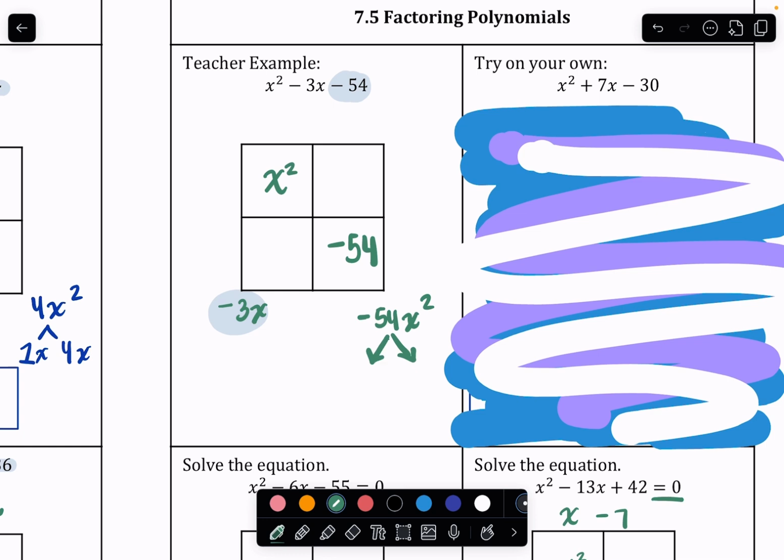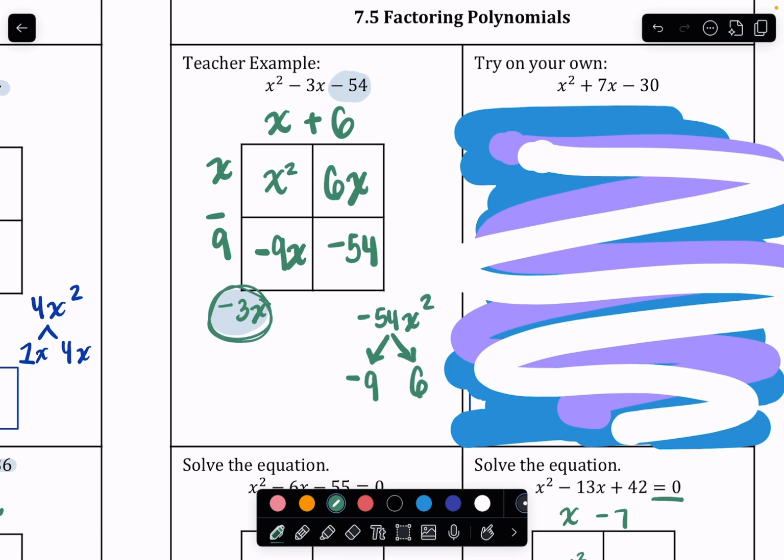So when looking at this, because my middle term is negative, that means the bigger of the two numbers must be negative. I know that was a mouthful. There's a lot of words that I just said. But I want you to think of what we're going after. If I were to take 6x and add it to negative 9x, that sum would be negative 3x. We have to be very, very careful here.